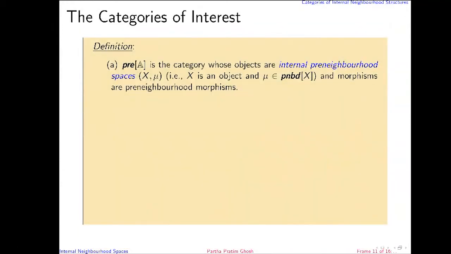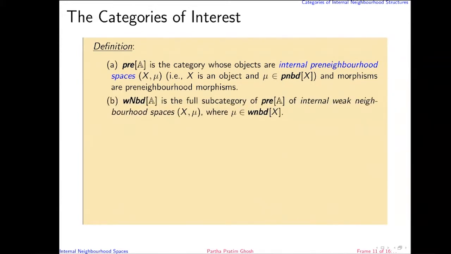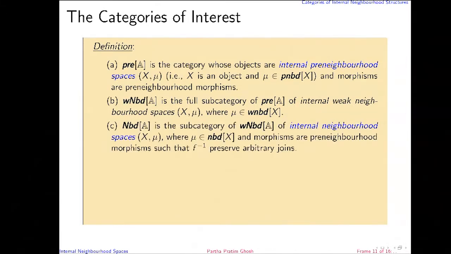All right. Now, pre-A is the category of internal pre-neighborhood spaces, where X is an object, mu is a pre-neighborhood on X, and the morphisms are pre-neighborhood morphisms. W-neighborhood is the full subcategory of internal weak neighborhoods.